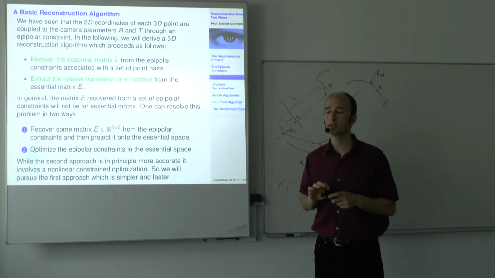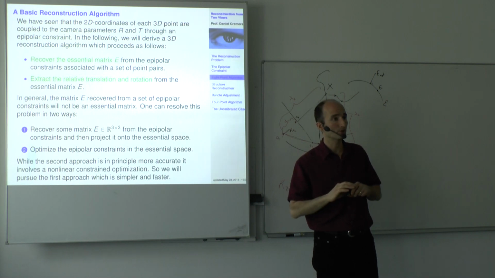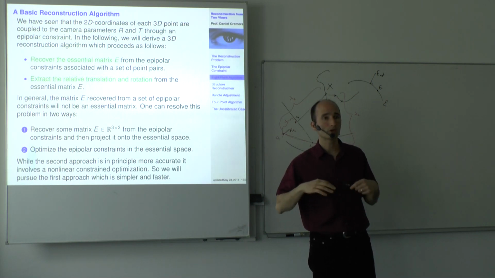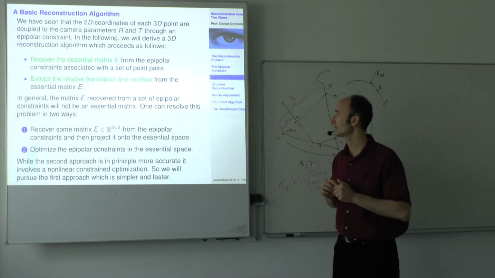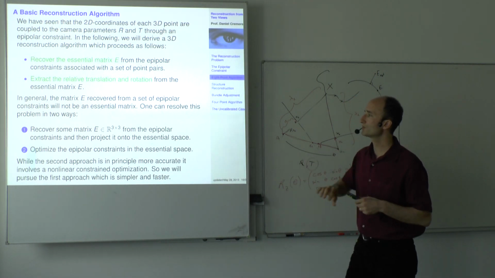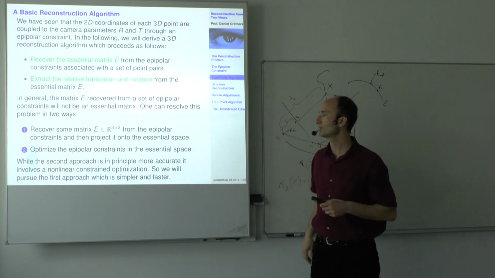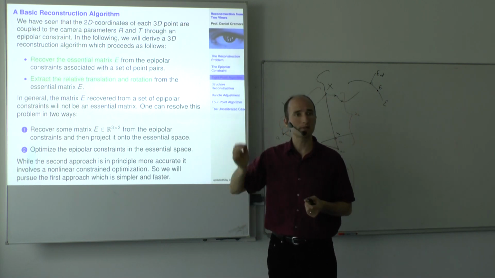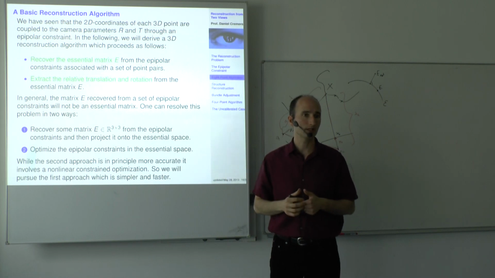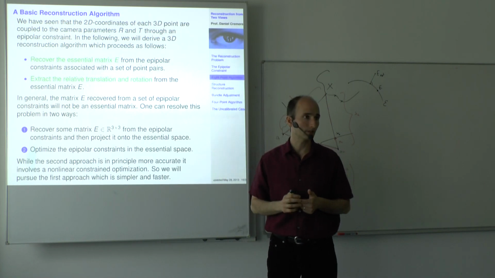Whereas what we are aiming for here is some linear solution. Some solution where we can use linear algebra techniques to find the solution. And so what we will do is we will pursue the first approach. We will estimate just any random matrix E and then make sure by projection that we take the nearest essential matrix.